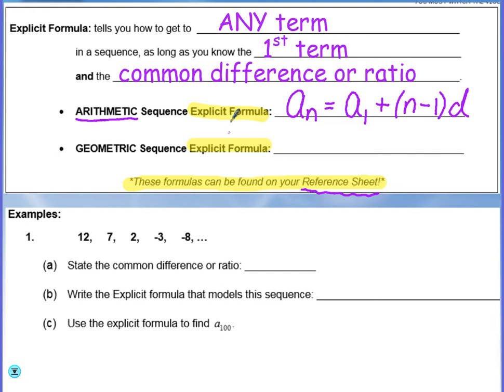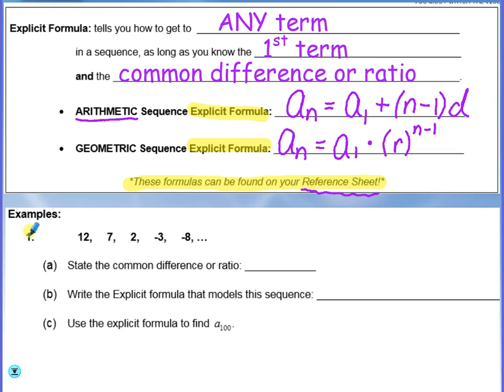The geometric sequence is going to be to get to any term in this sequence. As long as you know the first term, we will take the first term and multiply by the common ratio. And then we will raise the common ratio, whatever that number is, to the n-1 power. Okay, so let's take a look at some examples.